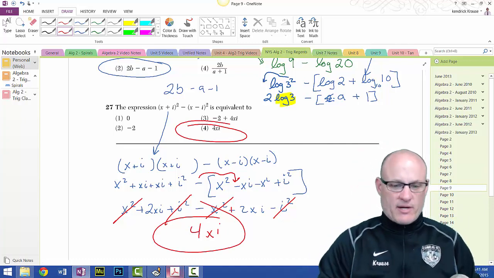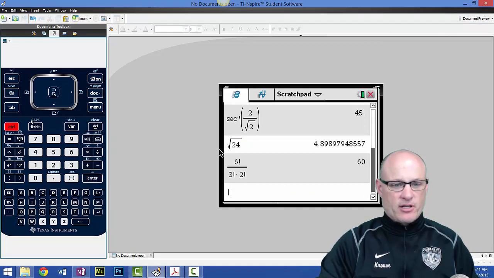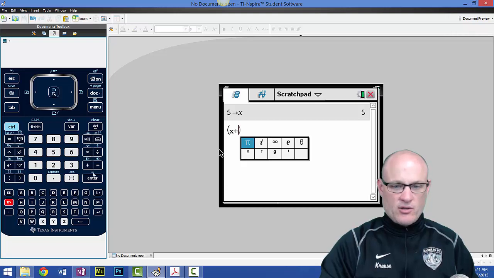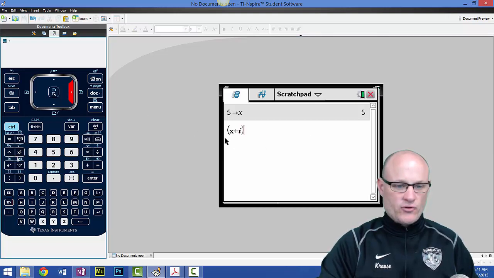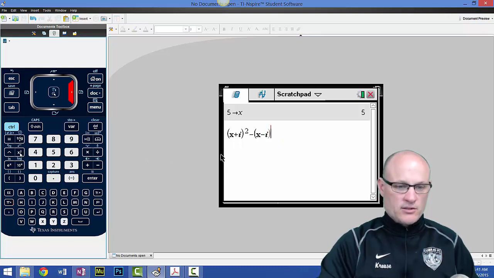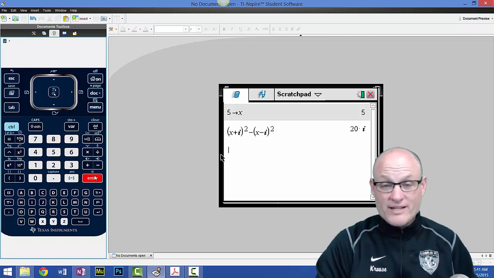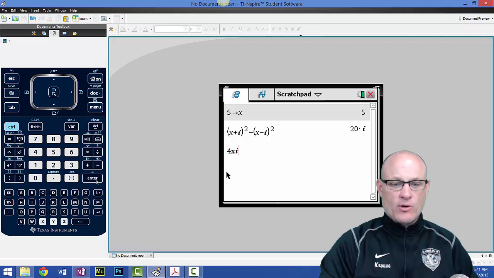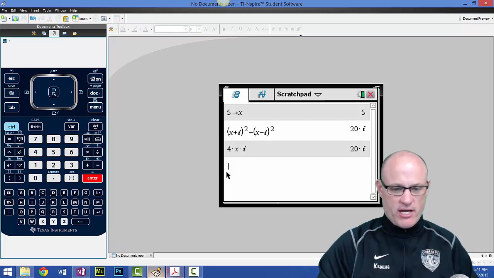Now, I'm wondering if I could have done that with my calculator and substituting in. I bet I could have. Let me get rid of all the garbage. And let's just take some number like 5 and store it into x. Let's see what I got here. It was x plus i squared minus x minus i squared. Oh, 20i. And if I put in 4xi, what do I get? 20i. So you can use your calculator to cheat. Don't cheat too much, though.